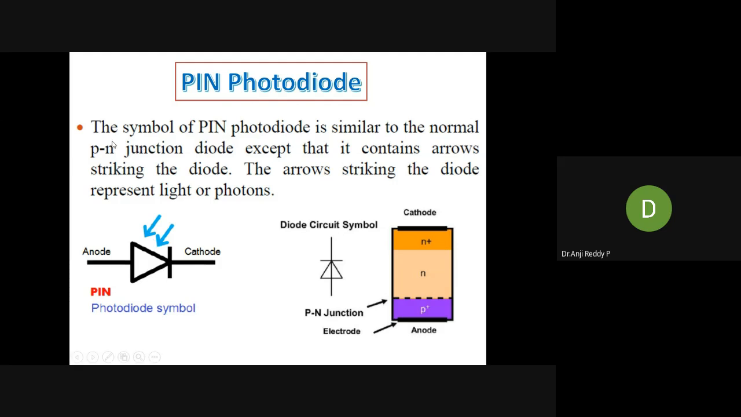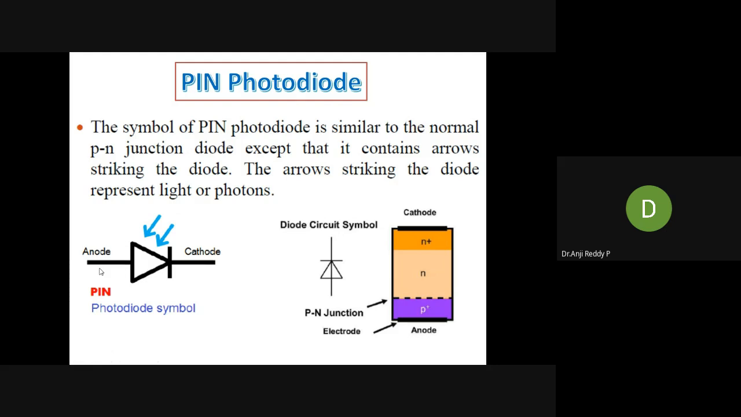See here, the symbol of the pin photodiode is similar to a normal PN junction diode, except it contains arrows striking the diode. If you remove these arrow marks, then what is the symbol? An ordinary PN junction diode, right? The only difference is the arrow marks. The arrows striking the diode represent light or photons incident on the diode.